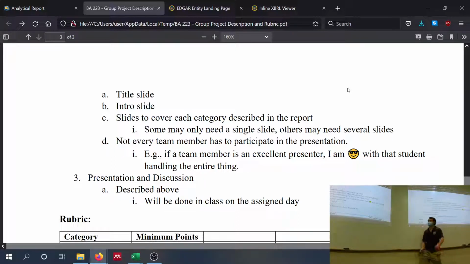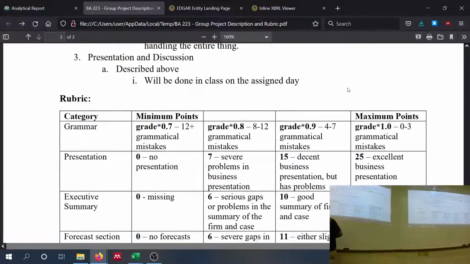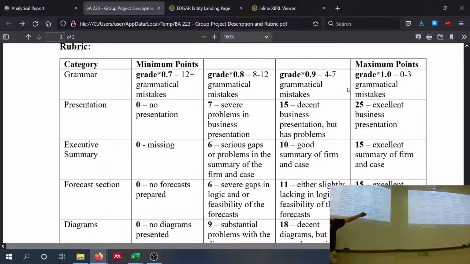Really self-explanatory. Not going to go through the rubric. What I will say is I'm not grading your grammar as a category. Instead, what I'm doing is if you have between 0 and 3 grammatical mistakes, I'm multiplying your score by 1. Okay, if you have between 4 and 7, I'm multiplying your score by 0.9. Okay, so there is no grammar category. Instead, it's a multiplier. Okay, so if you have proper grammar, which you should, you're just getting your score multiplied by 1. So it's not changing. Does that make sense?